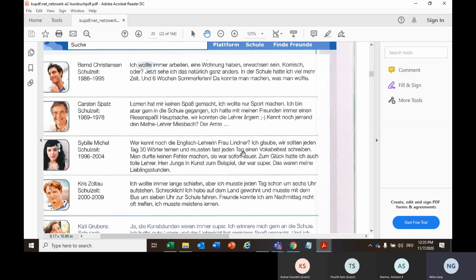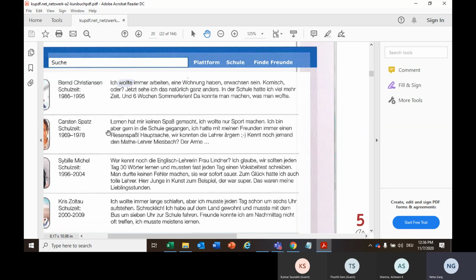Sie war sofort sauer. So she was very sour in terms of her nature. Zum Glück hatte ich auch tolle Lehrer. Luckily, I also had a nice teacher, Herr Junge. In Kunst, zum Beispiel. Kunst means art, but here since she's talking about school, she's talking about the arts class. So the arts teacher whose name was Herr Junge. Der war super. He was very nice. Das waren meine Lieblingsstunden. They were my favorite hours.